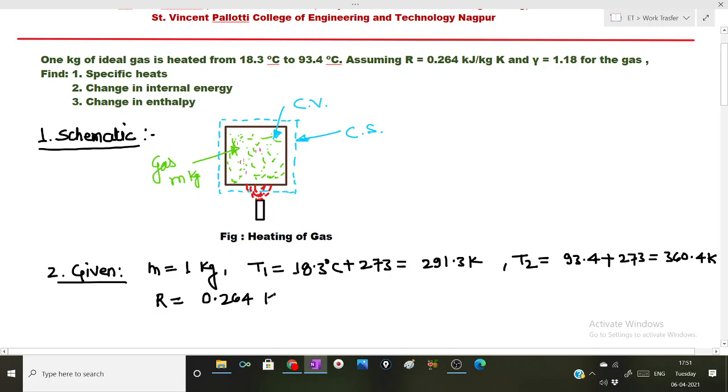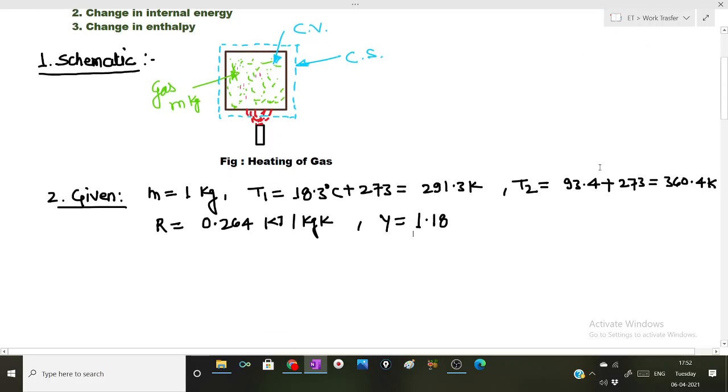The value of characteristic gas constant for the gas under consideration is given as 0.264 kilojoule per kg Kelvin, and the value of adiabatic index gamma is 1.18. These are the given values.